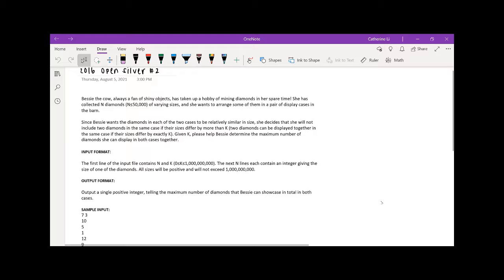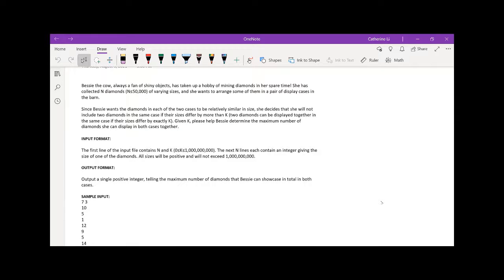So the problem is basically what it's saying is Bessie has a bunch of diamonds, N of them, and N is less than or equal to 50,000. And the diamonds have sizes. She's basically trying to put as many diamonds as she can into 2 different cases. And within a case, the diamonds can't be too far apart in size. In particular, they have to be within K of each other.